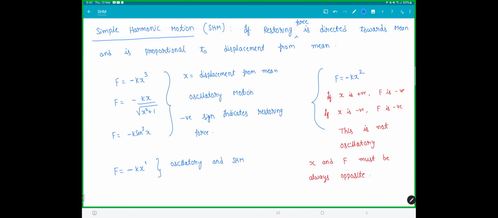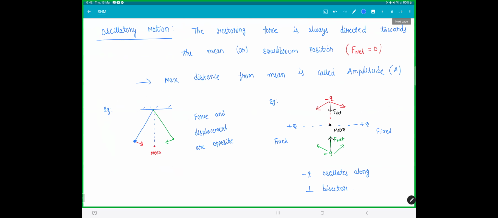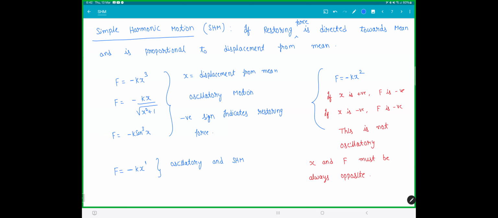Is this clear, everyone? So for the last 30 or 40 minutes, this is what I was trying to show you. More than SHM, there are different types of motions, like this pendulum, charges, and all. But in this chapter, we will limit our study to a very special case. Any doubt so far? So kx power 1 is oscillatory. In oscillatory, it's a special branch called SHM. So all SHMs are oscillatory, but all oscillatories are not SHM. Clear? What about this statement? Are all oscillatory motions periodic?